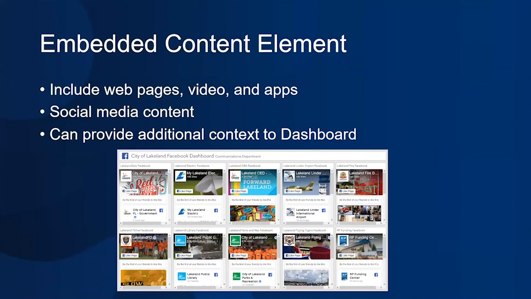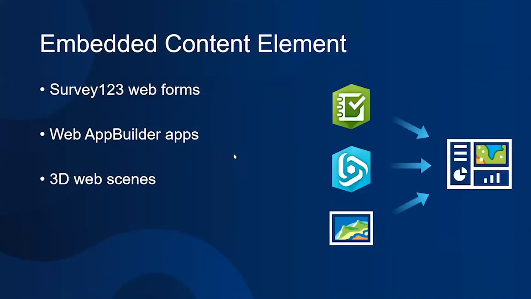We have the embedded content element here. We can include web pages, videos, and apps in our dashboard. There is one element called embedded content. We can add social media content. We can provide additional context to the dashboard. Plus, the most important thing is you can use the GIS Esri applications like Survey123. It can be embedded in the dashboard itself, or the Survey123 data can update the dashboard itself.